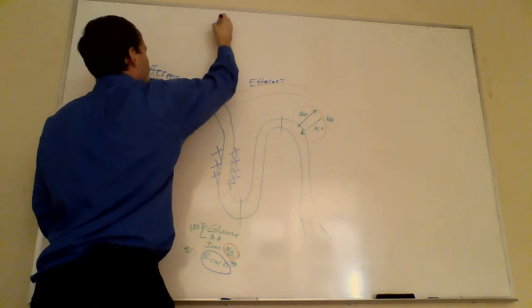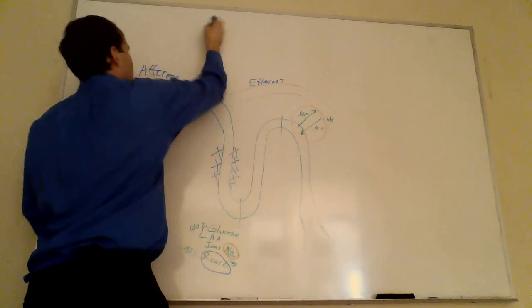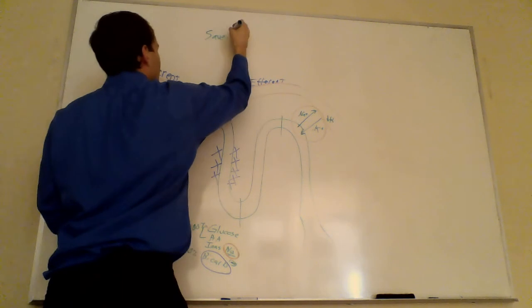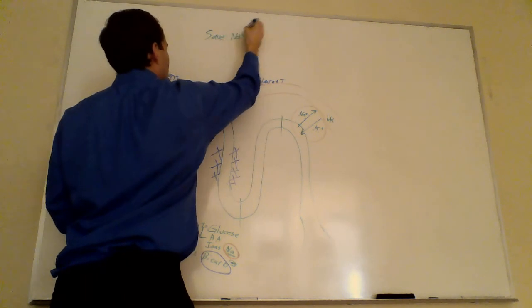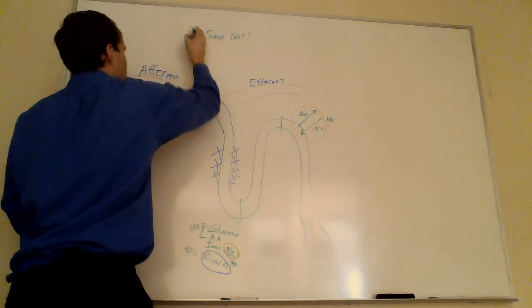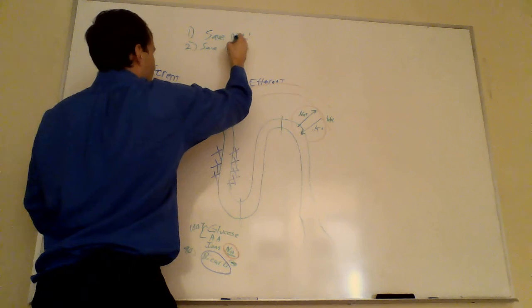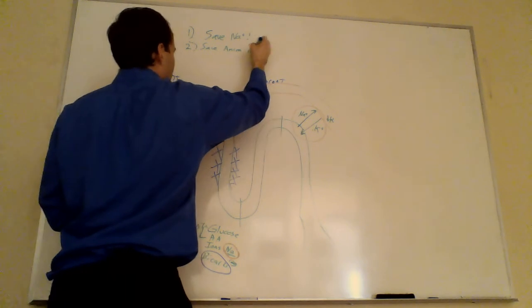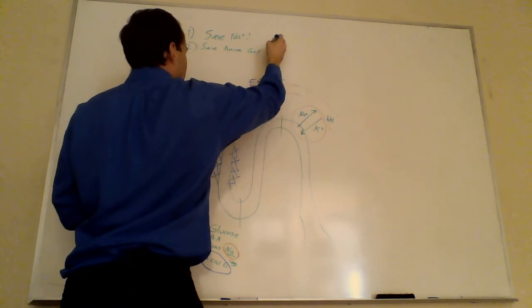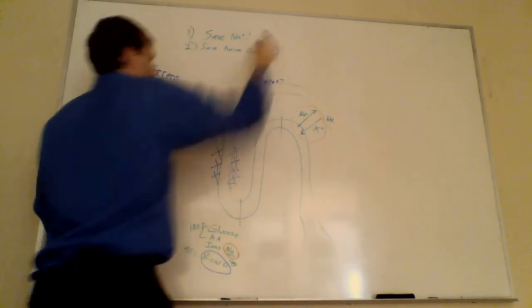Save sodium. All right, job number 1. Job number 2 is save the anion gap. And so that means we have to have a negative charge.